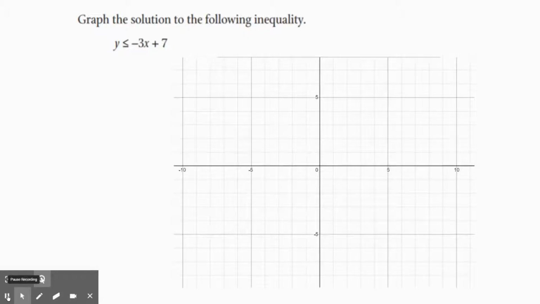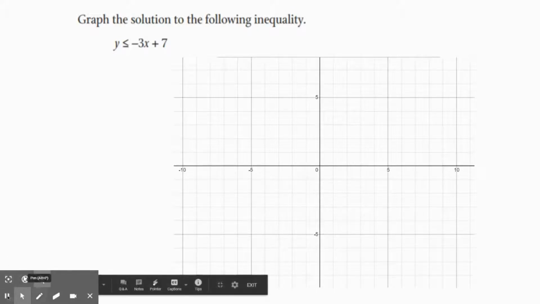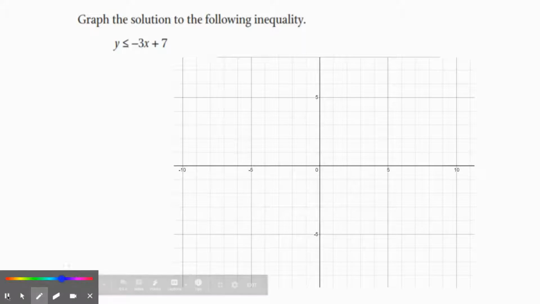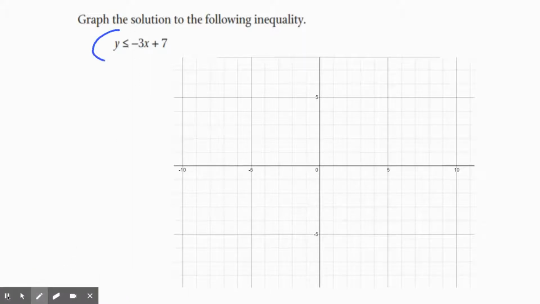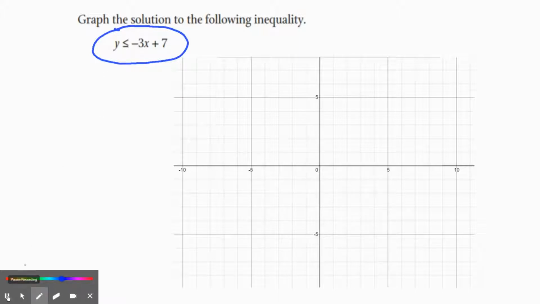Graph the solution to the following inequality. y is less than or equal to negative 3x plus 7. The first thing you want to do is make sure that the equation you're going to graph is in slope-intercept form. I'm noticing this is already in slope-intercept form, so I don't need to do any work, but let's say it was in standard form or some other form, we'd have to change it.